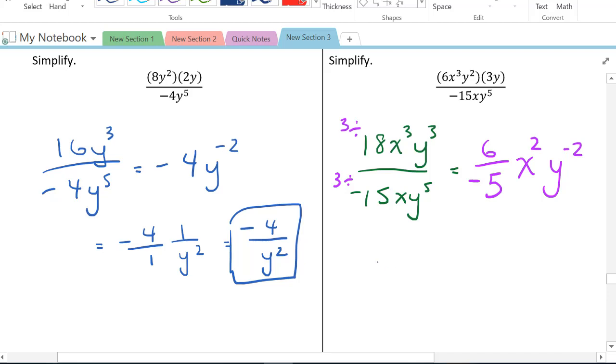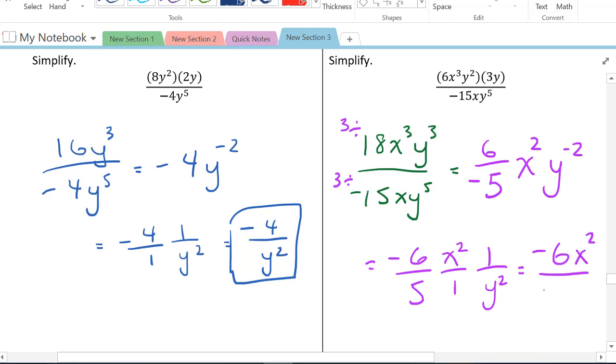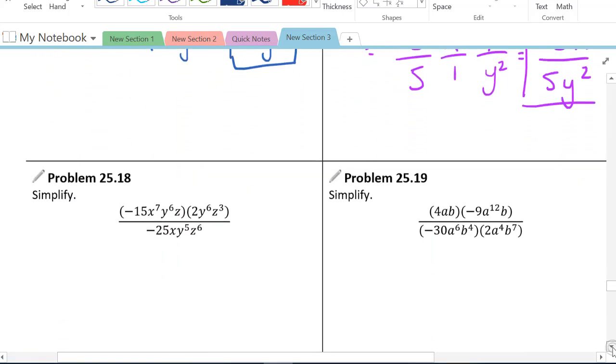Okay, so now what's that equal to? Change everything to a fraction, so let's rewrite this as negative 6 over 5, that is x squared over 1, and then y to the negative 2 is 1 over y squared. Now multiply straight across, I'm going to get a negative 6x squared divided by 5y squared. And that's it. That's our answer. Okay, let's do some more.